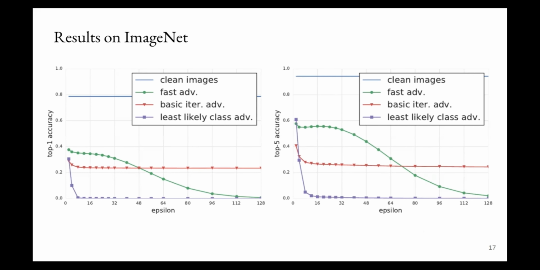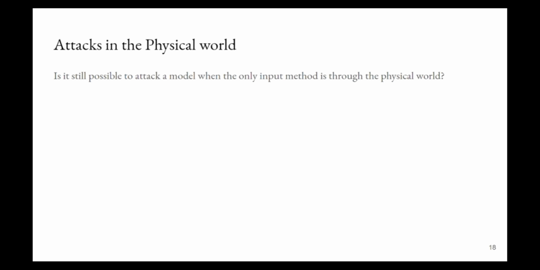Looking at smaller values of epsilon, we see that both methods introduced in the paper are more effective than the FAST method to fool the network. Being able to generate images that fool a neural network is impressive.